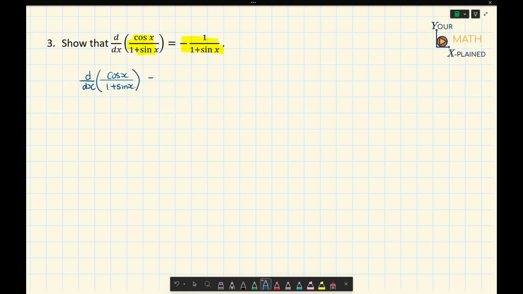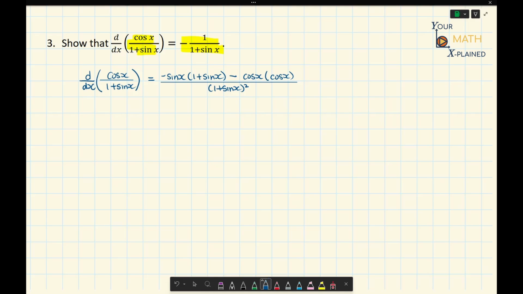So this is going to be equal to the derivative of the top function, which is derivative of cosine, that is going to be negative sine x, multiplied by the bottom function, so 1 plus sine x. And then we're going to subtract our top function, which is cos x, multiplied by the derivative of the bottom function. And the derivative of 1 plus sine x is just cos x. And then we're going to take that and then divide it by the bottom function squared. So that's going to be 1 plus sine x all squared.